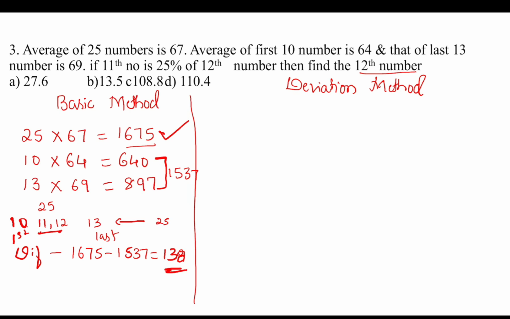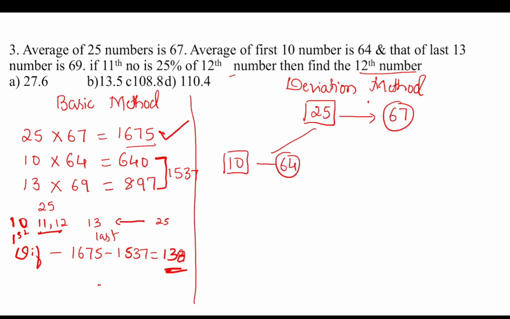Now finding out the 12th number, we'll do it in this method, the deviation method. But I just want to tell you all how much calculation we required here. But let me see in the deviation method how much I can reduce. Now see here, 25 numbers are there. The average of 25 numbers is given how much? 67. Okay, average of first 10 numbers. First 10 numbers average is how much? 64. And average of last 13 numbers is given how much? 69.